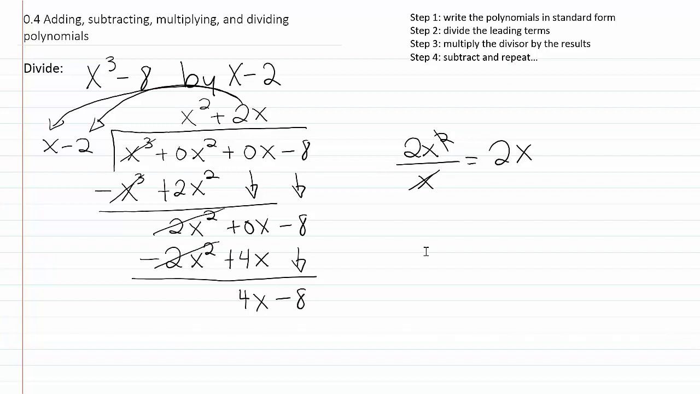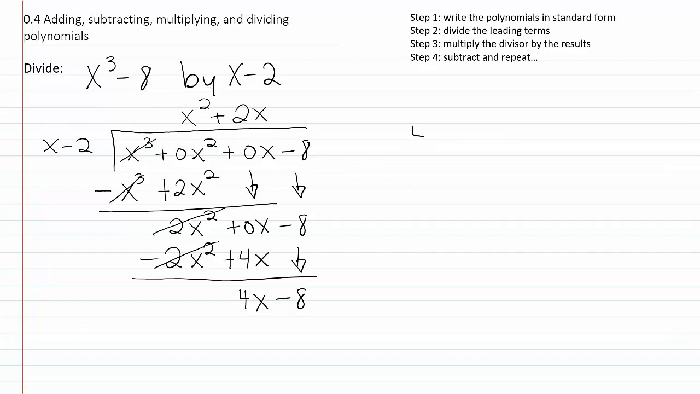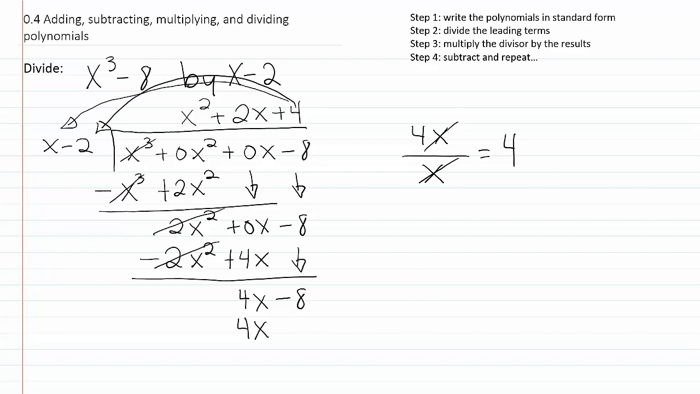All right, so we just need one more round of division to finish this problem. We'll take the 4x and divide it by the x again. And what we'll end up with is just 4. So plus 4 is the last piece of our quotient. So we'll have 4 times x, which will give you, of course, 4x. And then we'll end up with 4 times negative 2, which gives you negative 8.